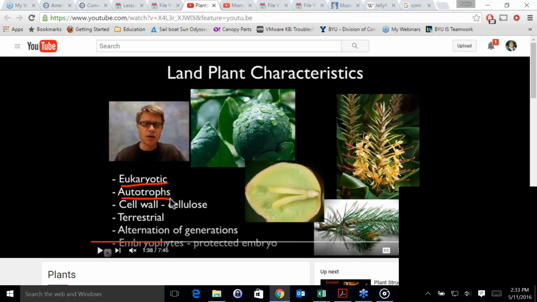And then the other characteristic is that all plants have this embryophyte, which is a protected embryo. So the seed is protected. The embryo is protected inside the seed. So those are some very, very important characteristics of plants.